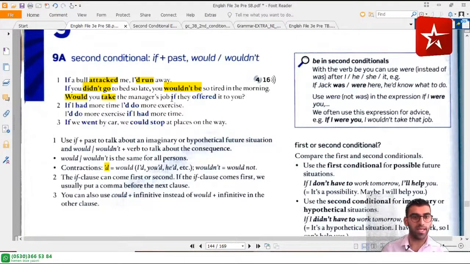Okay? And you can ask me, teacher, but in this sentence they use could. Is it possible? Yes, it is possible. There's not any problem. If we went by car, we could stop at places on the way. You can also use could plus infinitive in the other clause. Instead of would, we can use could also.